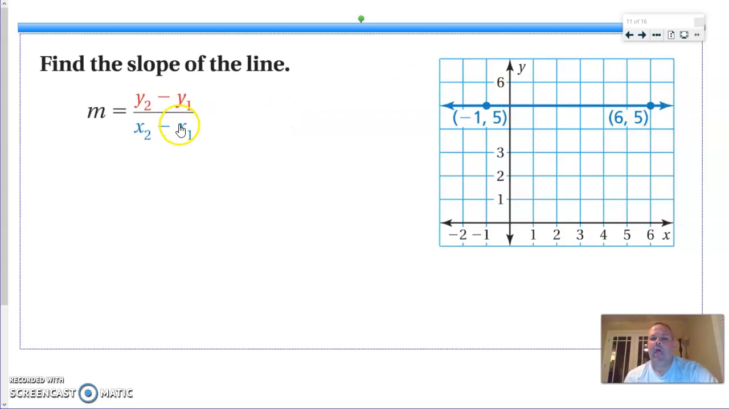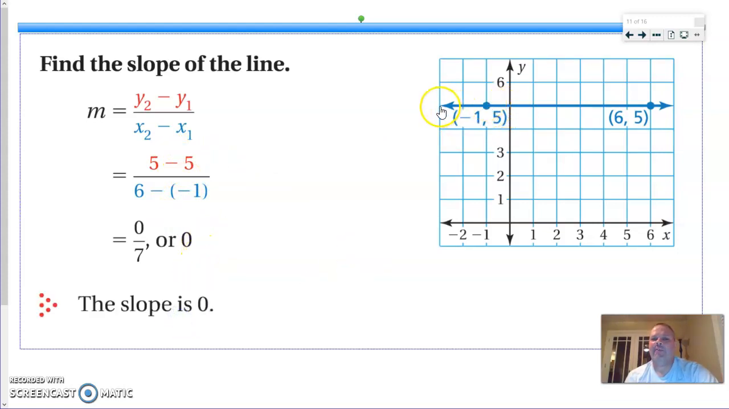They're going to solve it the y2 minus y1 over x2 minus x1. And again, you can see 5 minus 5, 6 minus negative 1. Again, this is 0. This is 7. 0 sevenths, which is 0. Anytime we have a horizontal line, that is going to be 0 slope.